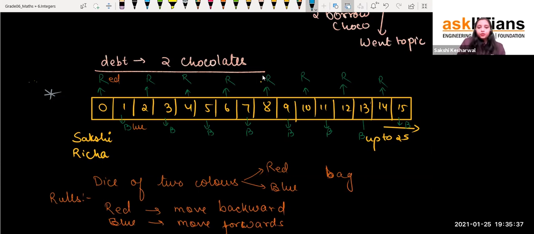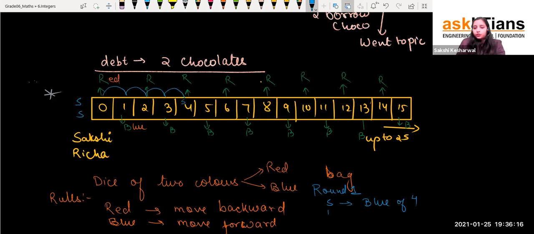Now let us suppose the first chance that Sakshi gets, round one. Sakshi gets a chance and she gets not a red die, she gets a blue die of number 4. Sakshi and Richa both are standing on 0. So when Sakshi gets a blue die of 4, she will move 4 steps forward: 1, 2, 3 and 4. Sakshi is on this position.